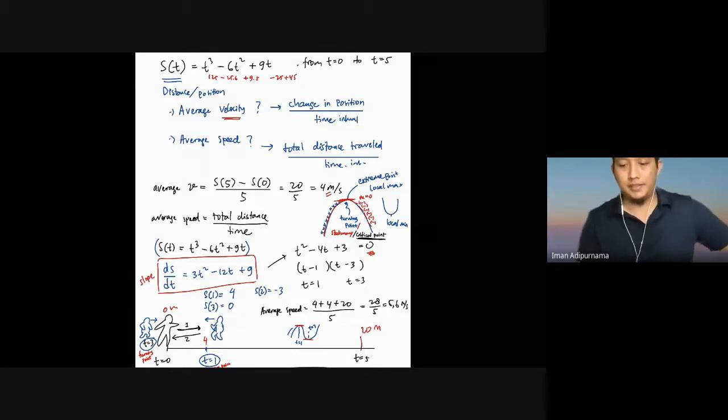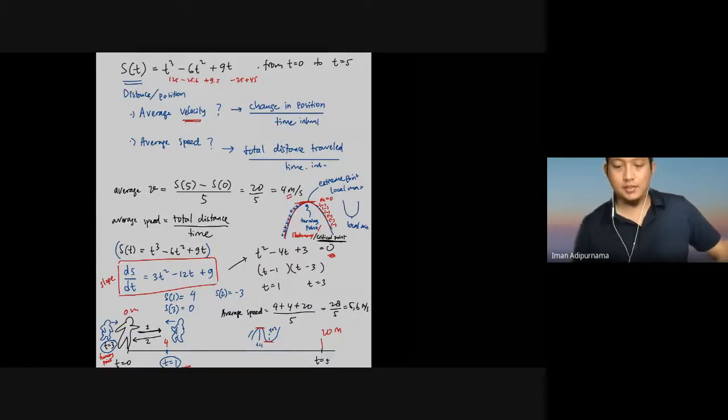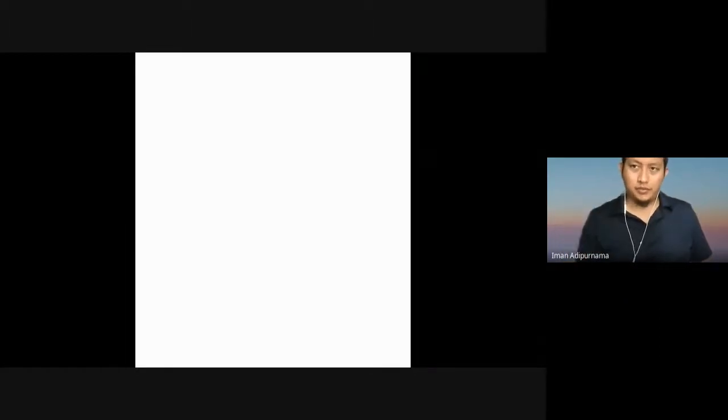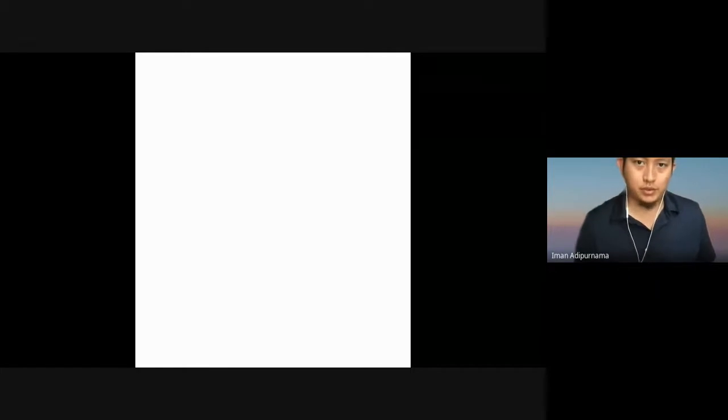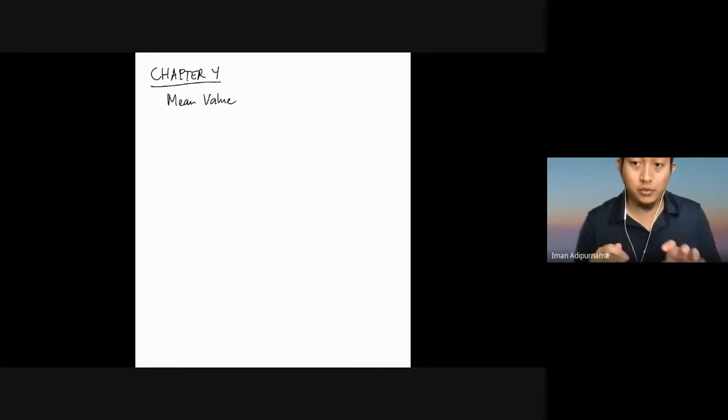All right. I have around 5 to 10 minutes left. So this is just an intro for chapter 4. Chapter 4 starts with 4.1 about maximum and minimum values. But before maximum and minimum values, my preference is to start with the mean value theorem. You will know why later.